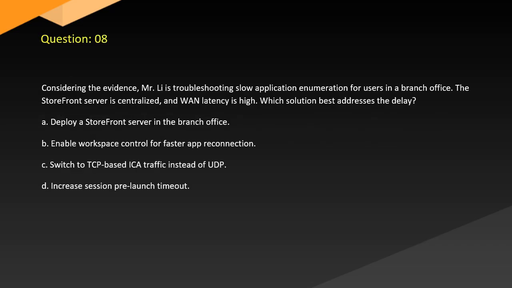Question 8. Considering the evidence, Ista is troubleshooting slow application enumeration for users in a branch office. The StoreFront server is centralized and WAN latency is high. Which solution best addresses the delay? A. Deploy a StoreFront server in the branch office. B. Enable workspace control for faster app reconnection. C. Switch to TCP-based ICA traffic instead of UDP. D. Increase session pre-launch timeout.